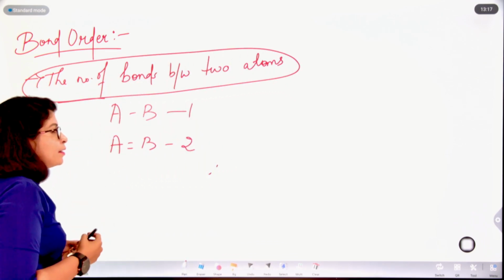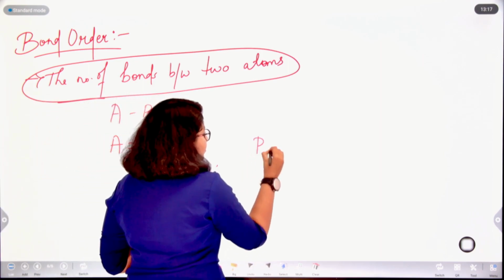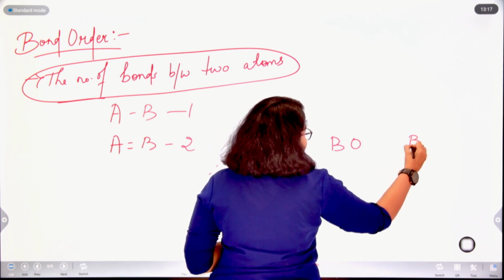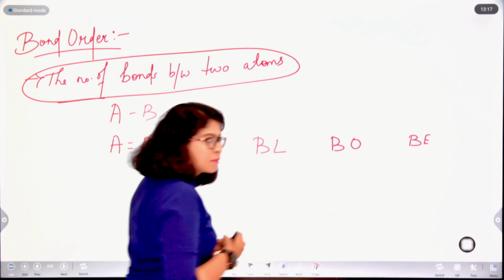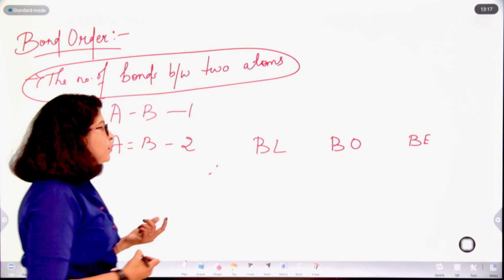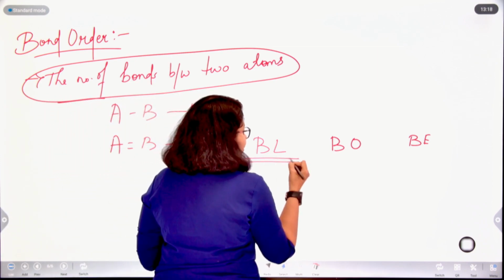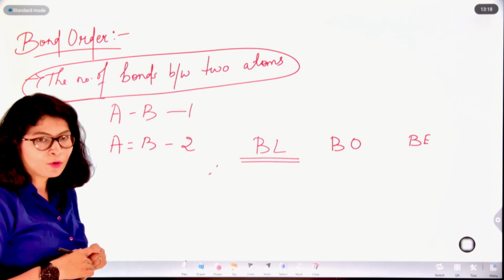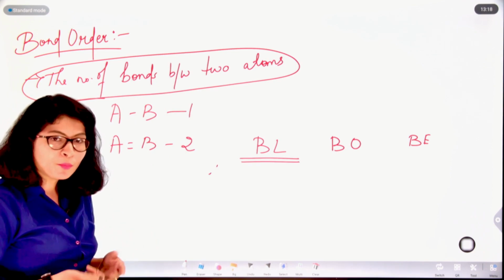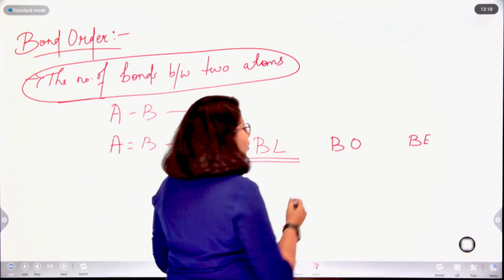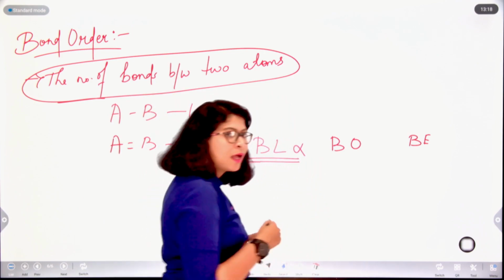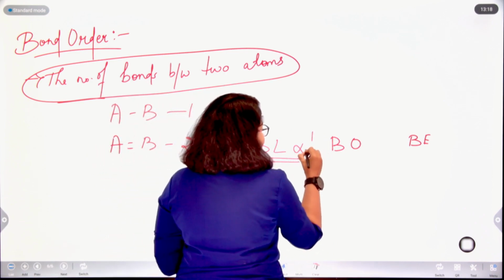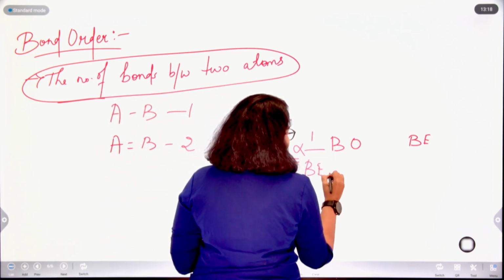Now we will understand the relation between bond length, bond order and bond enthalpy. If bond length increases, that means the distance between the atoms increases, what will happen? It will be easier for the bond to break. That means bond enthalpy will be high, or sorry, bond enthalpy will be low. That means bond length is inversely proportional to bond enthalpy.